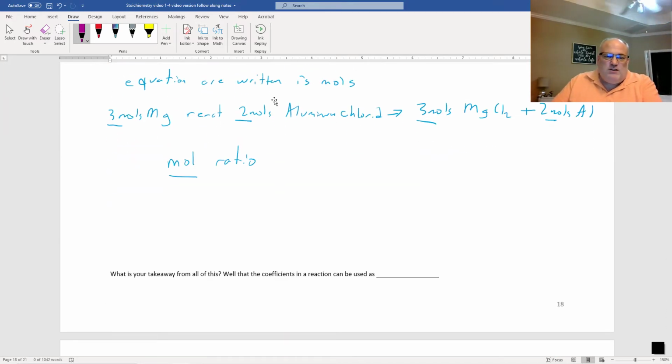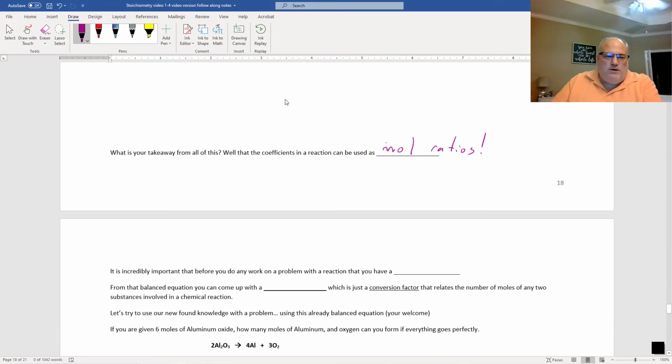Now, your takeaway from all of this should be simply this. The coefficients in a reaction can be used as mole ratios. That is, I'm going to put another M there, mole ratios. That is the takeaway from what we've just said so far. Now, let's move forward here a little bit.